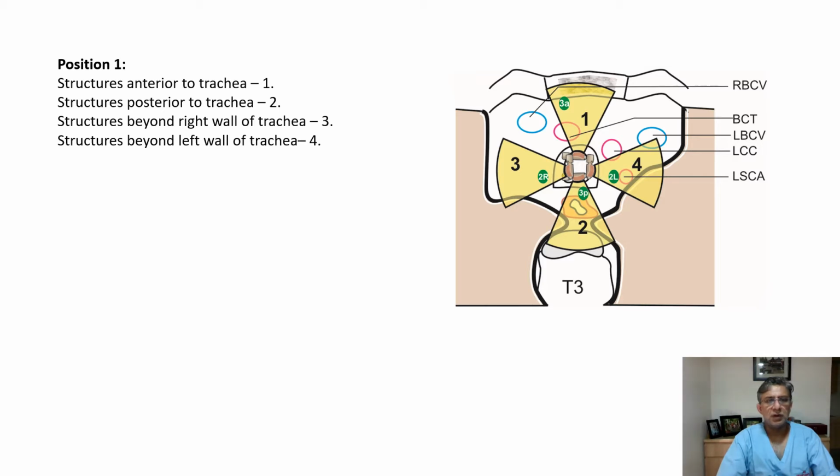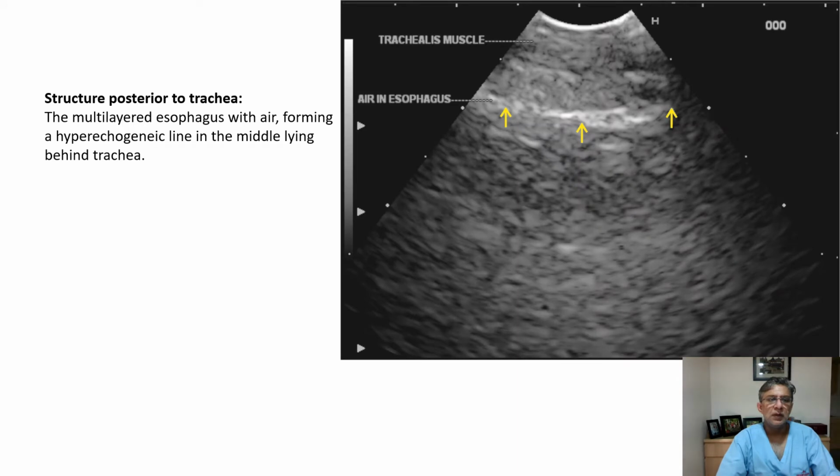So in a way there are structures anterior to the trachea, structures posterior to the trachea, and structures beyond the right and left wall, and they are shown in this figure. And this is the air in the esophagus lying posterior to the trachea.